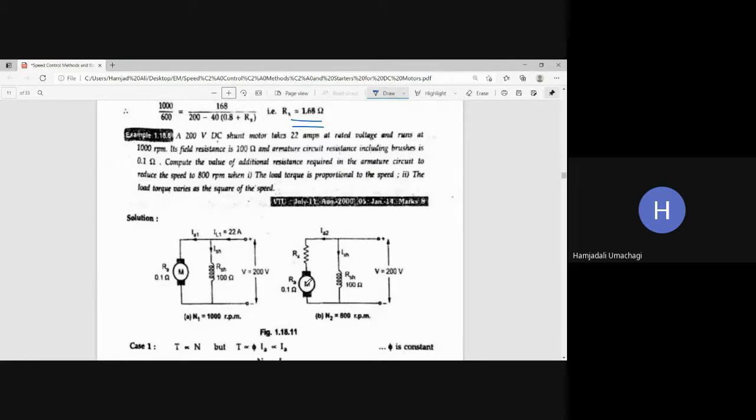Then compute the value of additional resistance required in the armature circuit to reduce the speed to 800 rpm. So in order to lower the speed from 1000 to 800 rpm, we should calculate how much resistance Rx we should add in series with the armature. But the given conditions are what here? Load torque is proportional to the speed. Using this condition, calculate the value of Rx to bring the speed from 1000 to 800 rpm. Similarly, calculate the value of Rx for the condition that load torque varies as the square of the speed, means torque is directly proportional to N square. In the first case, torque is directly proportional to N, and in the second case, torque is directly proportional to square of the speed.